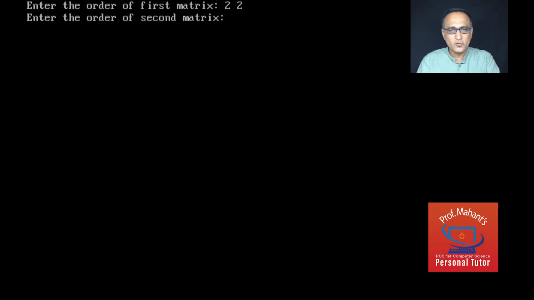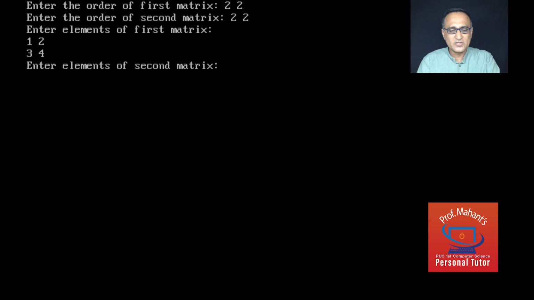First matrix 2 into 2, second matrix 2 into 2, elements of the matrix 1, 2, 3, 4, and then elements of the second matrix 4, 5, 6, 7, and now you see the result. So it looks neat. It shows 1 plus 4 is 5, 2 plus 5 is 7, 6 plus 3 is 9, 7 plus 4 is 11. So you can try it out for 3 into 3, 4 into 4, 5 into 5, not beyond that because the limit is 5 rows and 5 columns. So with this, I believe you have understood how to add two matrices.